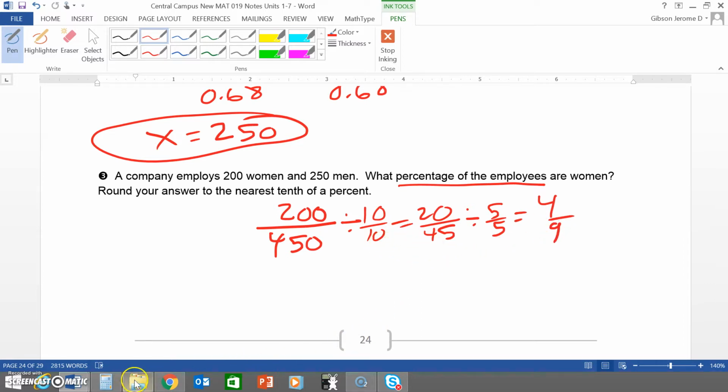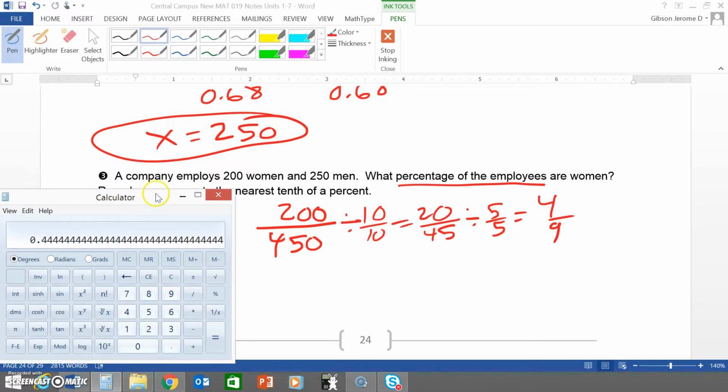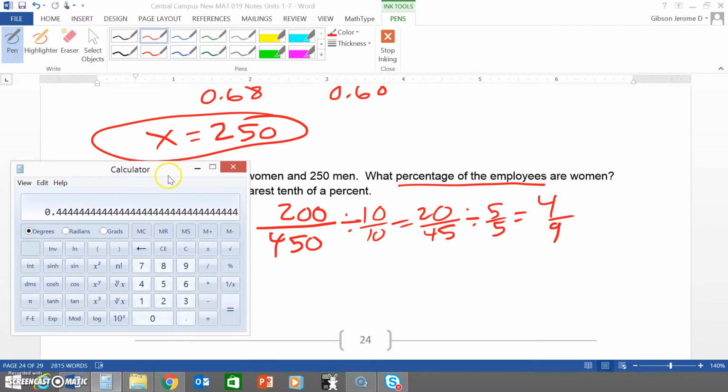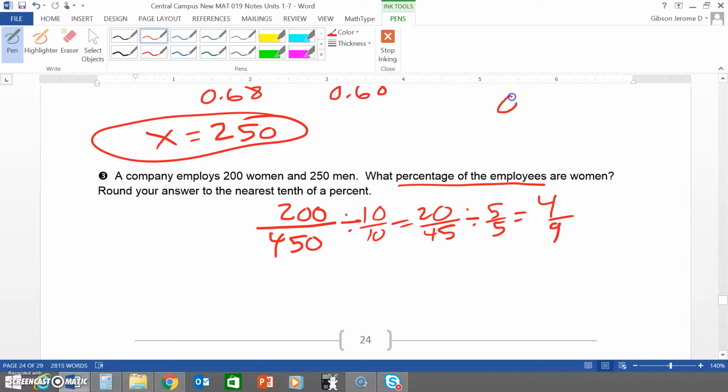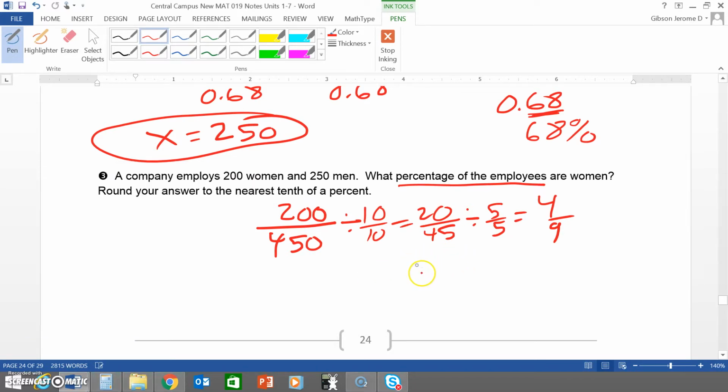So now we will put that in our calculator. So we have 4 divided by 9. And they ask us here to round your answer to the nearest tenth of a percent. Now remember, if I ask you to change 0.68 to a percent, we know that would be 68%. So that lets us know that 2 digits behind the decimal gives us an exact percent. But they want us to do a tenth of a percent, so that means we must go 3 digits behind the decimal. So we will round this to 3 digits behind the decimal.